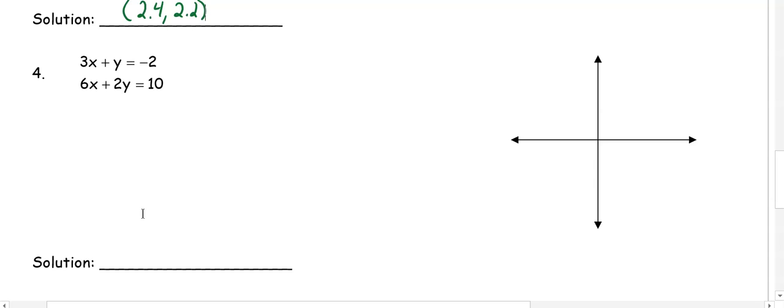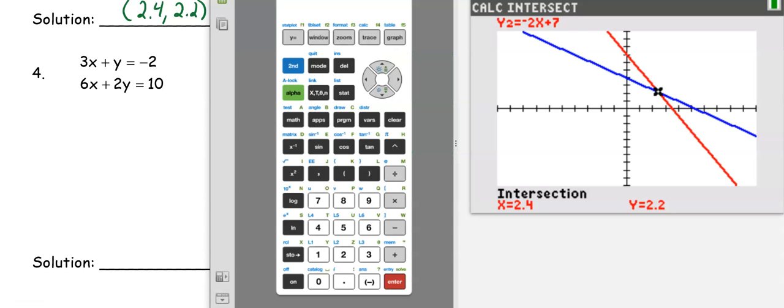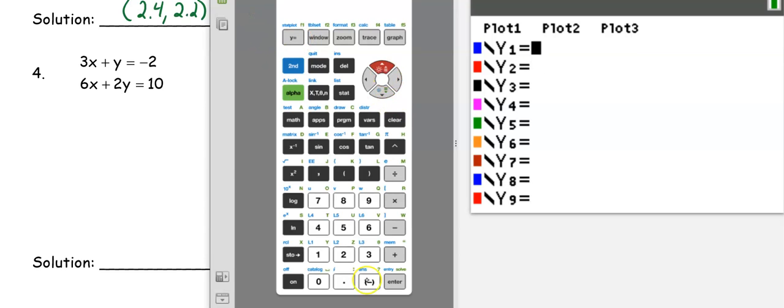In our next problem, neither of these is in y equals, so we're going to have to get them both in y equals first. So the first equation is 3x plus y equals -2. We can subtract 3x. Y equals -3x minus 2. Our second equation, 6x plus 2y equals 10. We can subtract 6x. 2y equals -6x plus 10. We can divide by 2. Y equals -3x plus 5. So in y equals, we're going to enter our equations. -3x minus 2 and -3x plus 5.